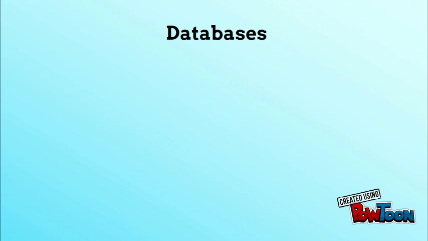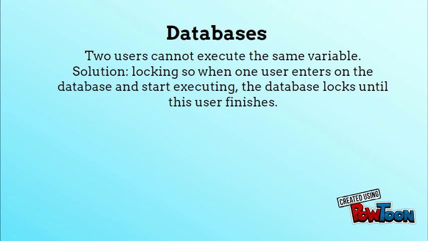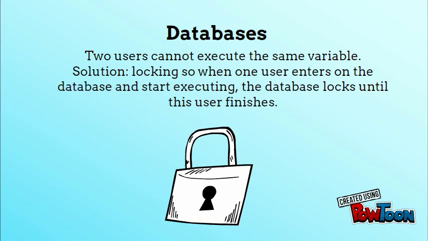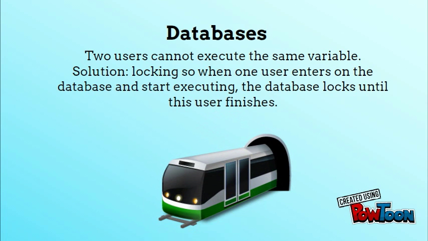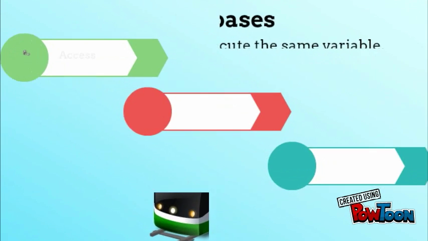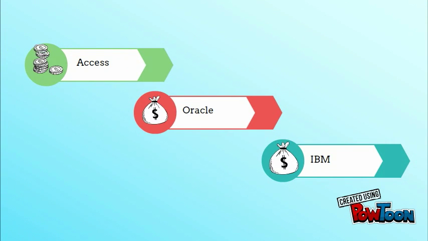In databases, two users cannot execute the same variable at the same time, so the solution is locking. So when one user enters the database and starts executing, the database locks until this user finishes. One of the examples is the railway example that we took in class. Examples of databases: Access, Oracle, and IBM.